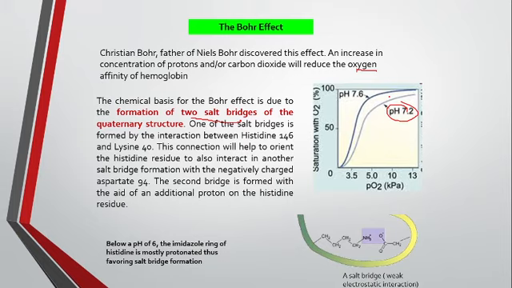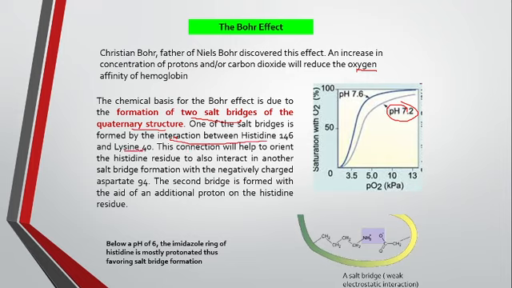Why does this happen? Because whenever the pH decreases, there is a formation of salt bridges in the quaternary structure. How is the salt bridge formed? One of the salt bridges is formed by the interaction between histidine and lysine. That means the salt bridge is formed by the interaction between these two amino acids, histidine and lysine.